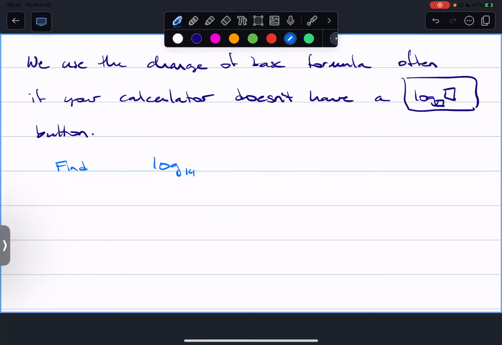So here, what if we want to find log base 14 of 3, but without using the specific button, only using log base 10 or log base E buttons? Those are always on any scientific calculator, so those are the ones that you've got available to you. So you can choose, let's use log base 10.